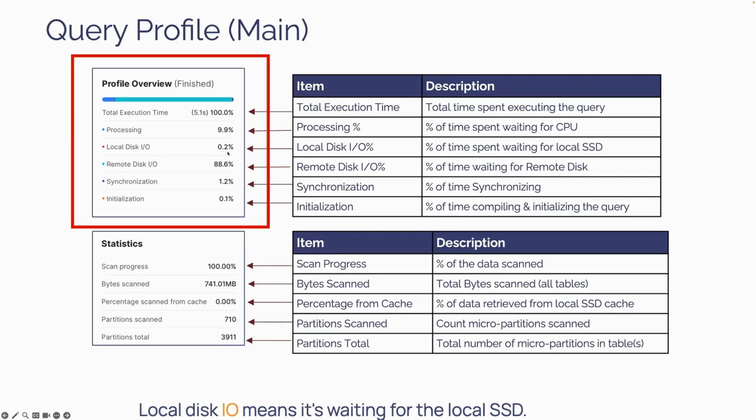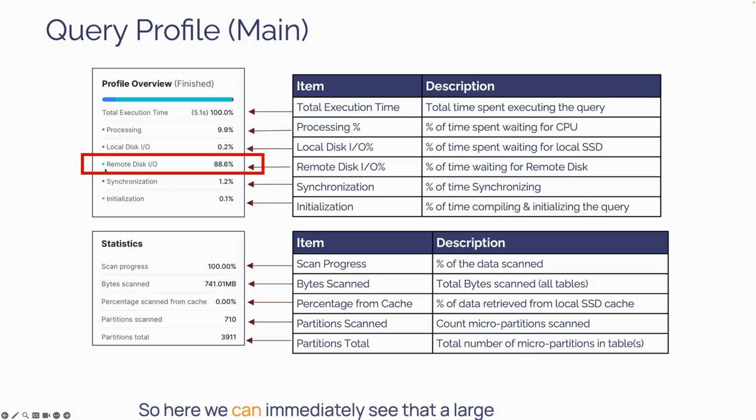Local disk I/O means it's waiting for the local SSD. Remote disk I/O indicates how much it's waiting for remote disk. And then synchronization is when it's getting data synchronized between nodes within the virtual warehouse. The initialization is the time spent compiling the query and initializing the processing beforehand. So here we can immediately see that a large chunk of the time is spent doing remote disk I/O. If we need to tune this query, this is where we need to focus.